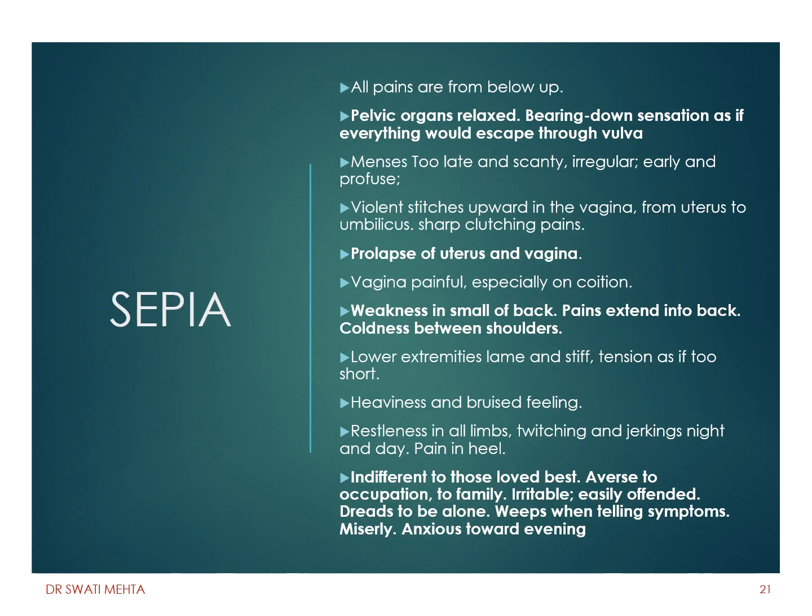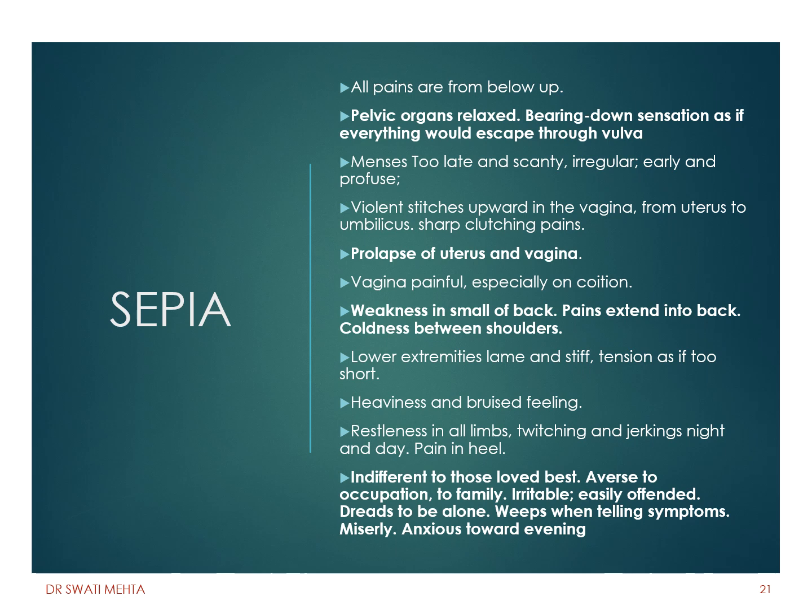Bearing down sensation is a peculiar symptom of Sabina, with all the pains from below upwards. Pelvic relaxation, patient sits with crossed legs, bearing down sensation as if everything would escape through the vulva, prolapse tendency, painful intercourse. So violent stitching upwards in the vagina from uterus to umbilicus, and it is aggravated during the sexual act.